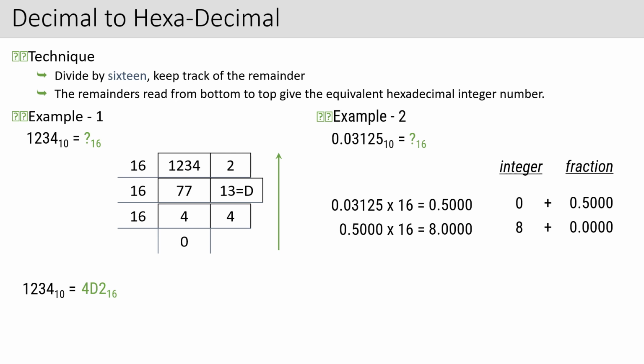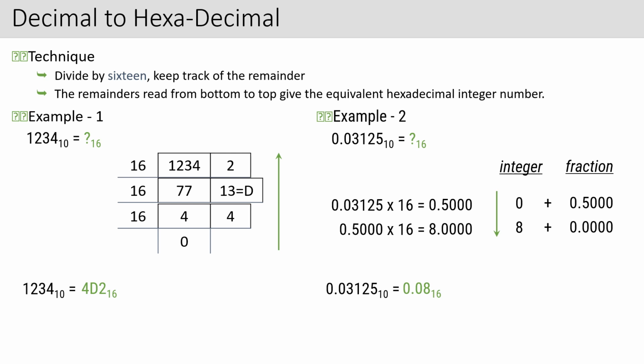What do you have to do? Because you are getting the fraction as 0, you can easily conclude and write it from top to bottom. So you will write 0.08. Always remember, when we are writing the fraction, you have to write the point. But before the point, you can add a 0. So it is 0.08 to the base 16. So this is how we can convert a decimal to a hexadecimal number.